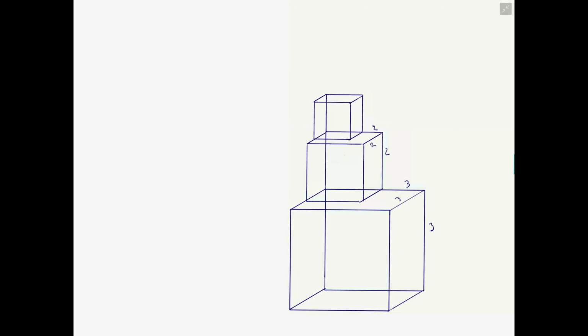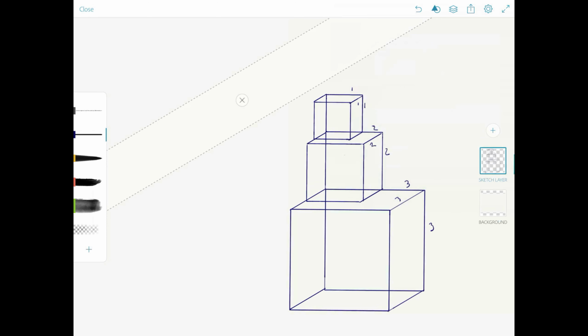All right. Now, this is the problem that has been given to us. There are three cubes. The first cube, the biggest, has side 3. So each side is 3. The next cube has side 2. And the last cube, the one on the top, the smallest, has side 1.